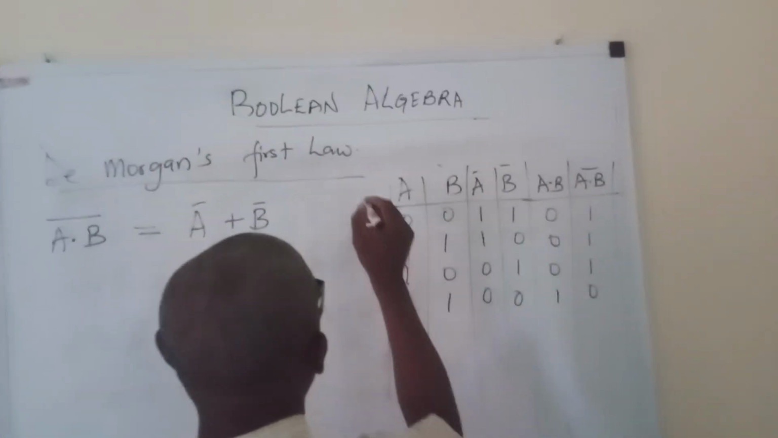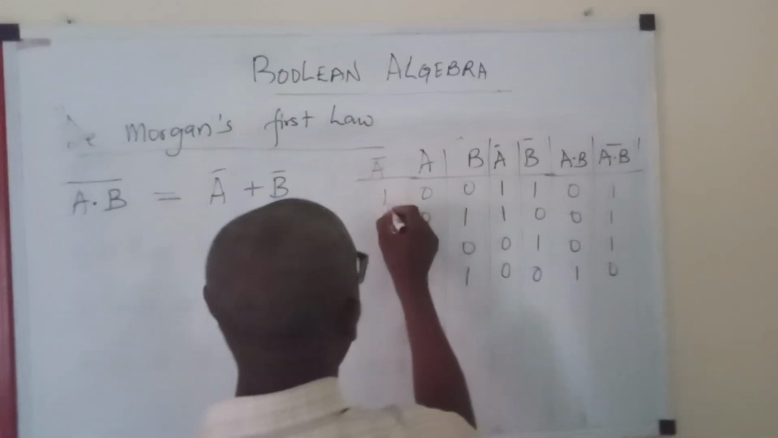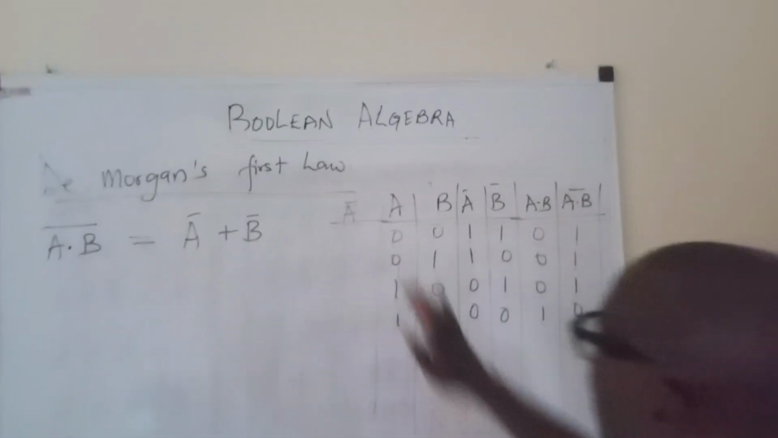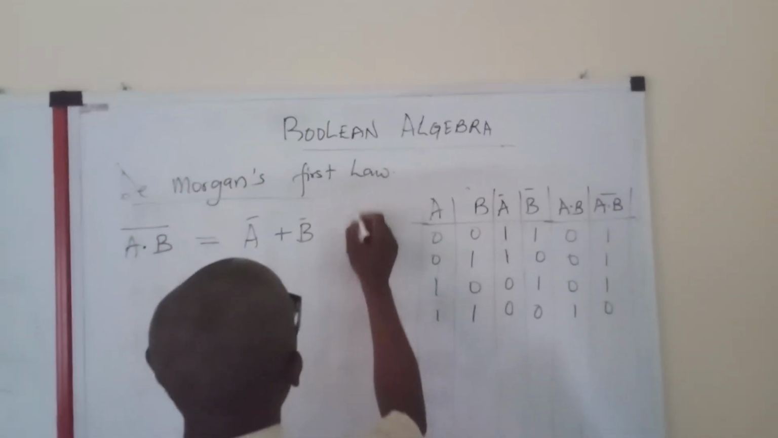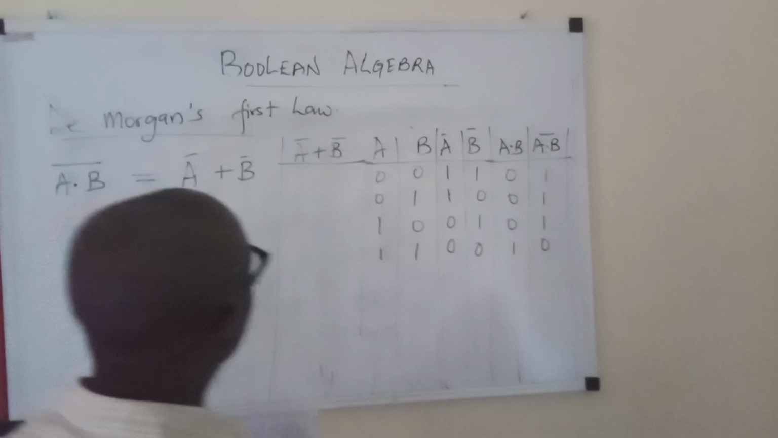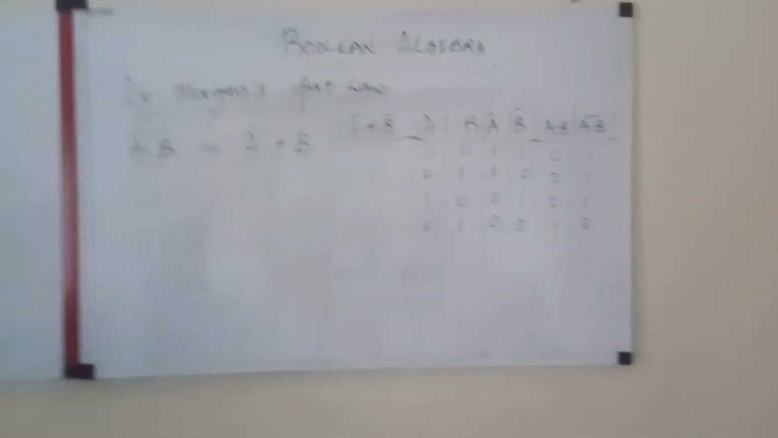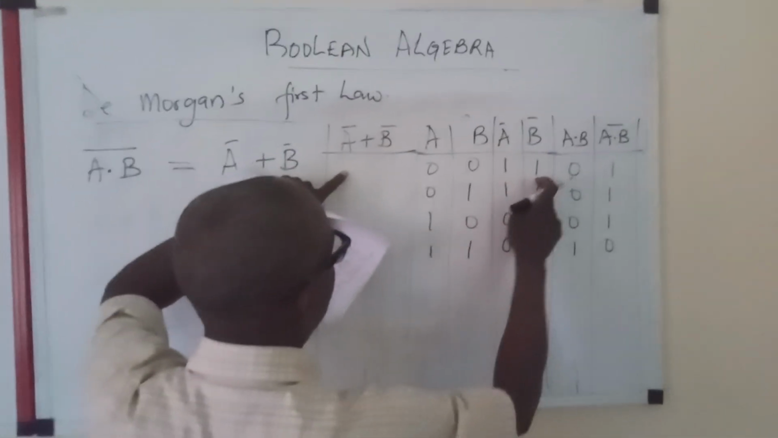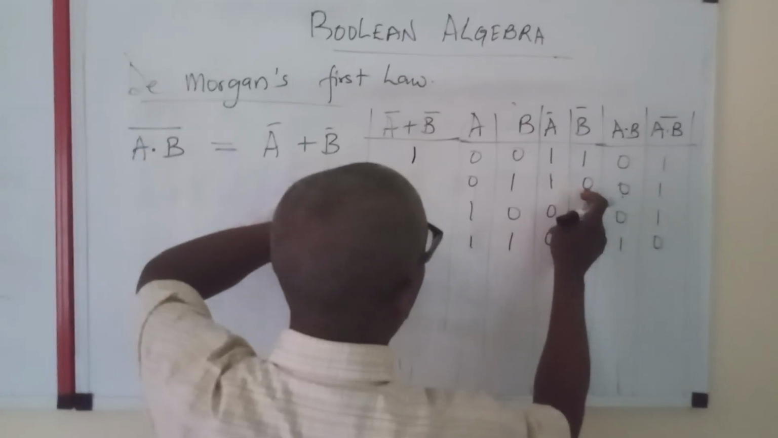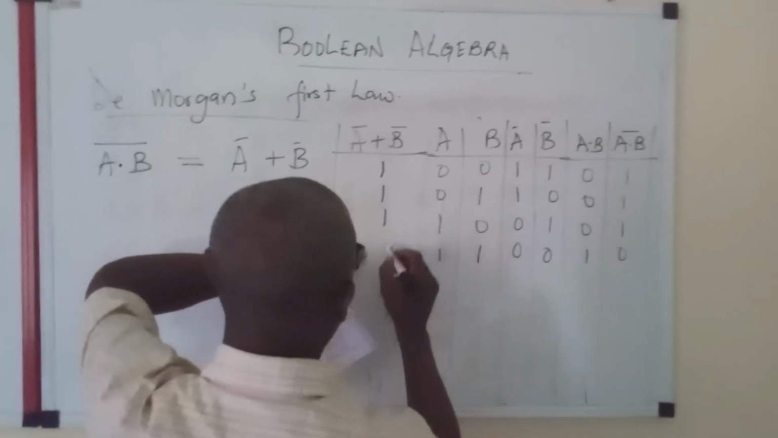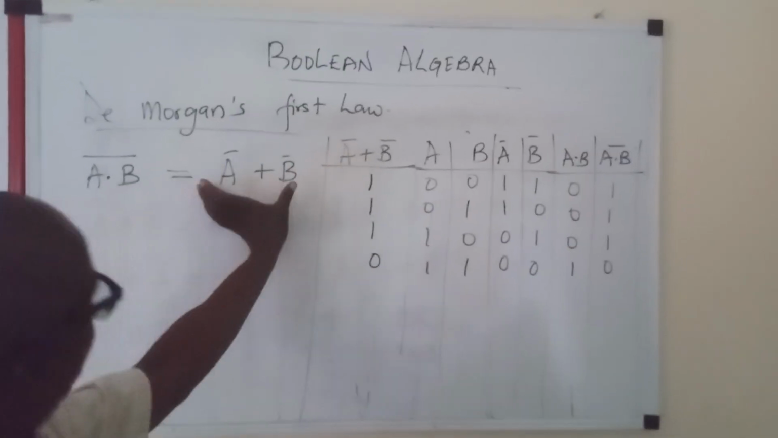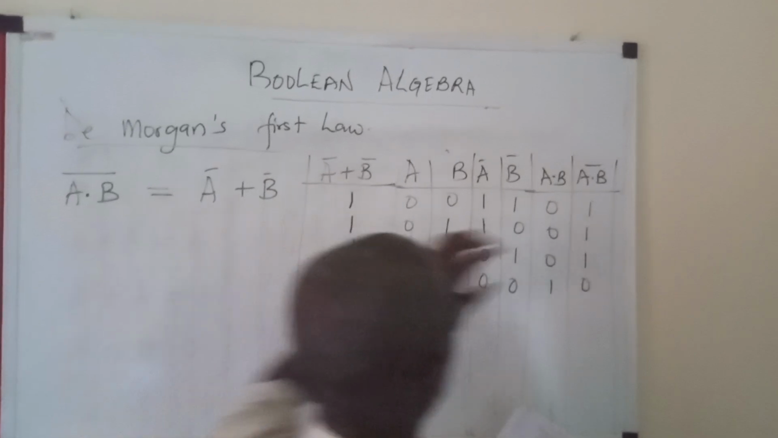Okay, we have A bar here, B bar already. So if we come over here and do A bar plus B bar, A bar or B bar, so this or this, we have 1. A bar or B bar, we have 1. A bar or B bar, we have 1. A bar or B bar, we have 0. Now this is the right-hand side of the equation, while this is the left-hand side of the equation.